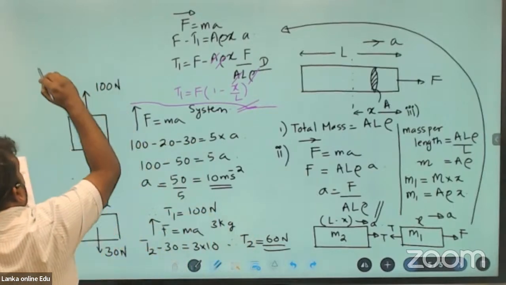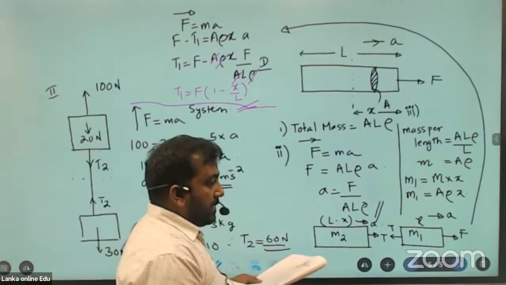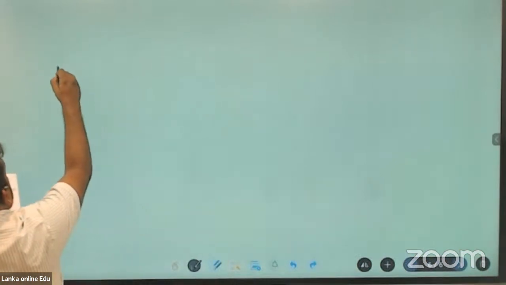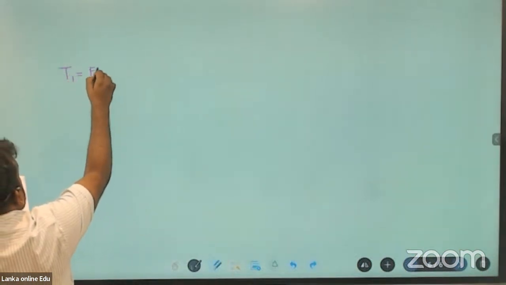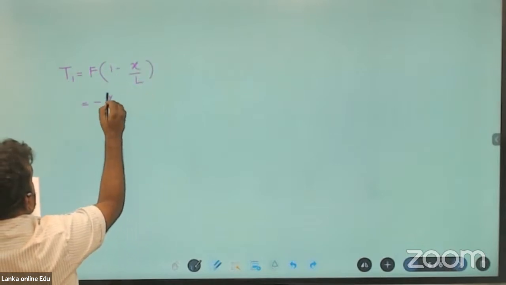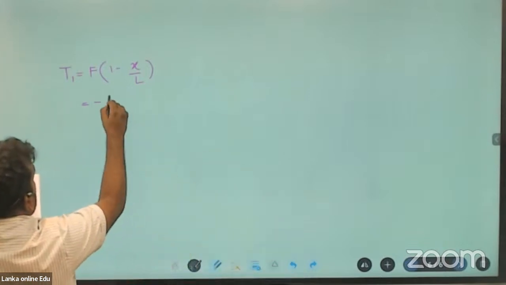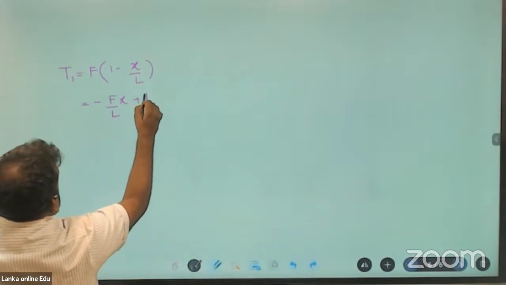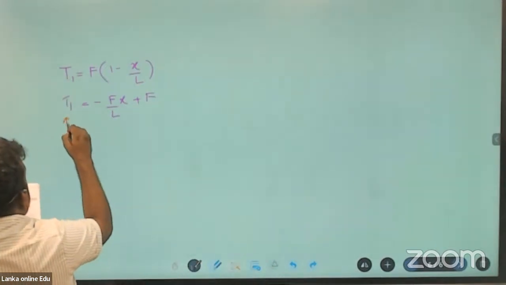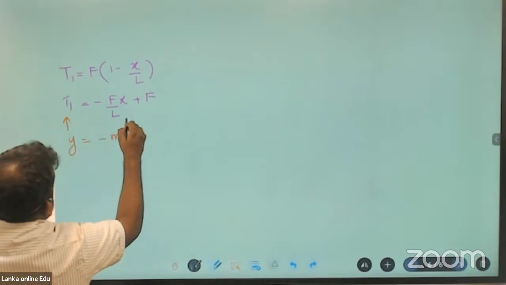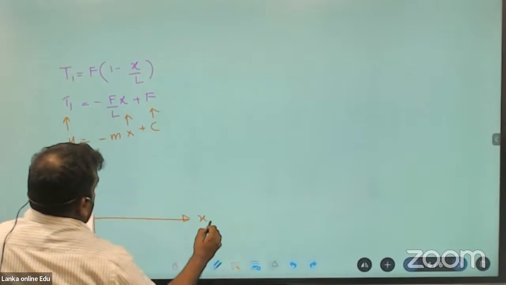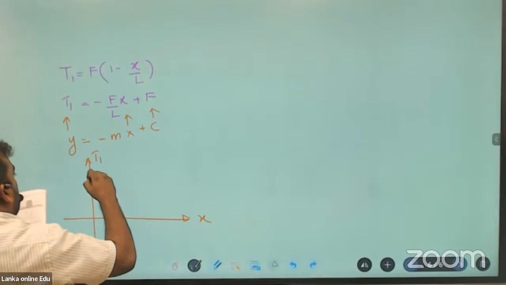Draw the variation of force with distance. So the force is here, no? Tension force. So I can say tension force is equal to F times 1 minus x over L, which is minus F over L times x plus F. The graph is of the form y equals minus mx plus c. So tension with distance, here you go.